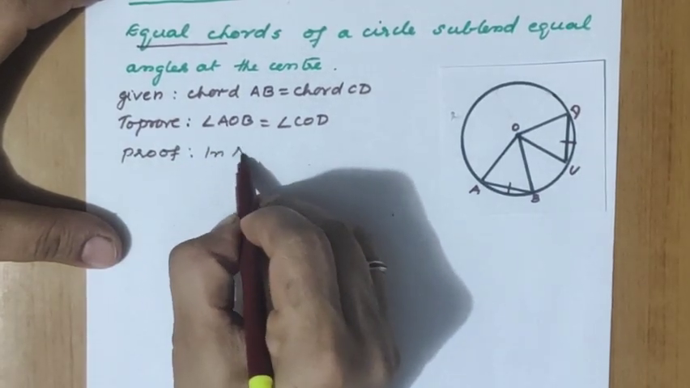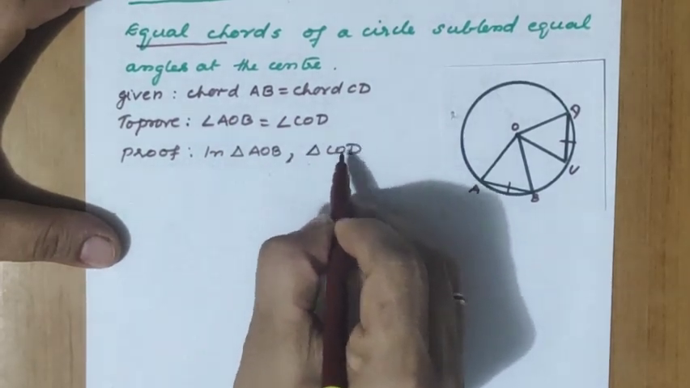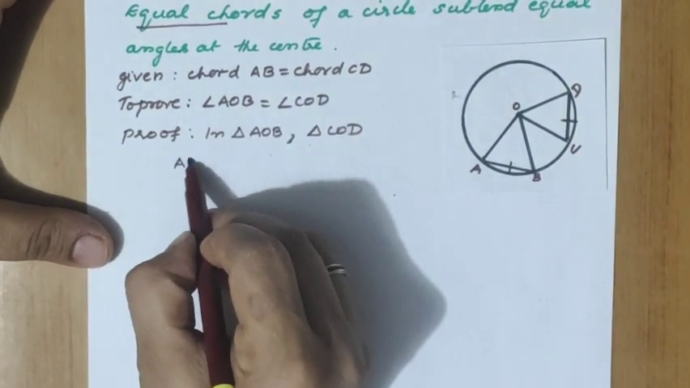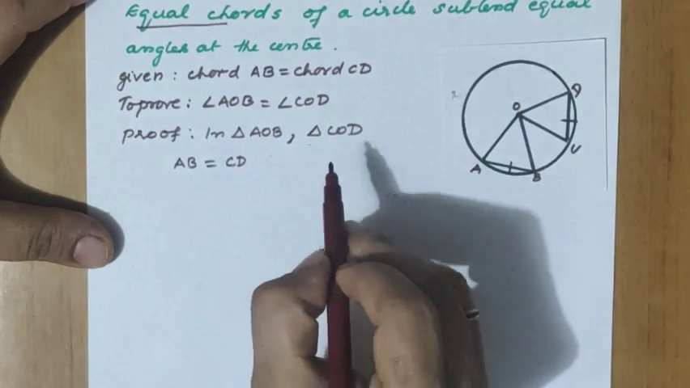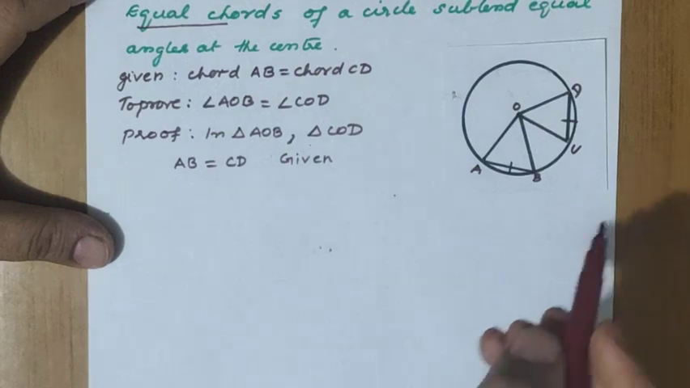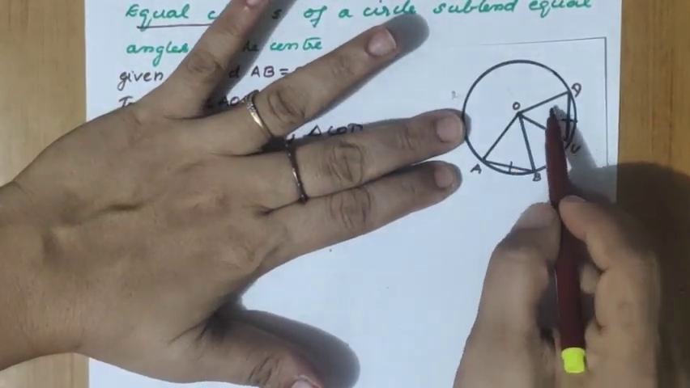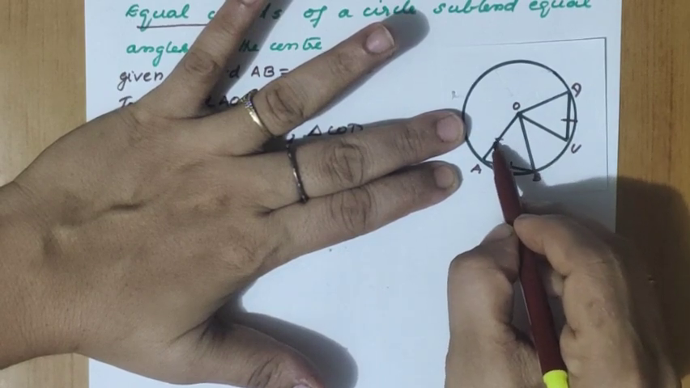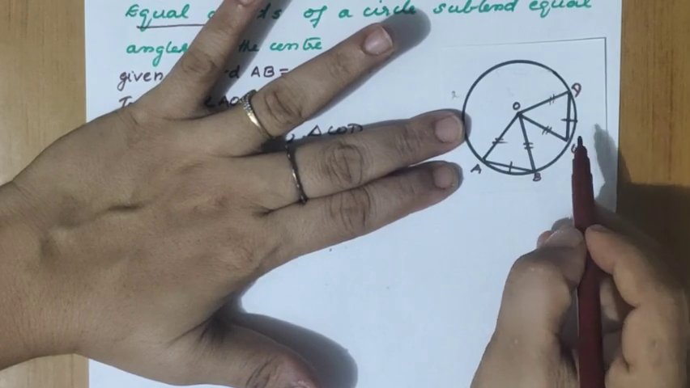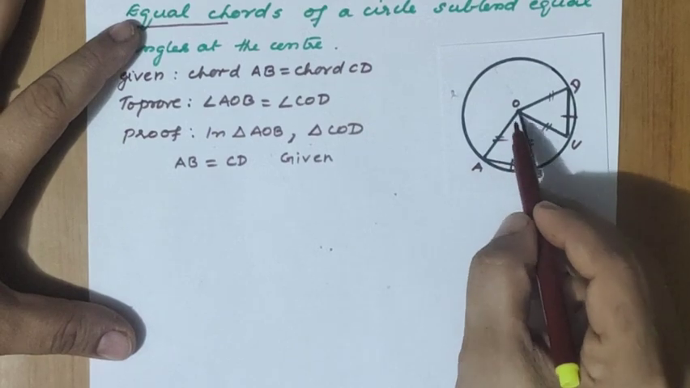In triangle AOB and triangle COD, what criteria are equal? The first equal is AB equal to CD, that is chord AB equal to chord CD. It is given. Now what is equal? When you see the diagram, OA, OB, OC, OD are all radii. What about the radius concept? All radii have the same length in a circle.